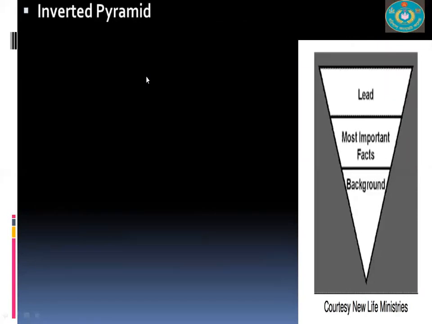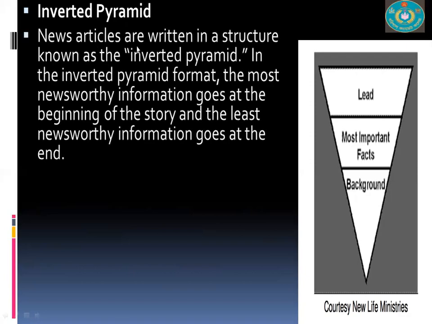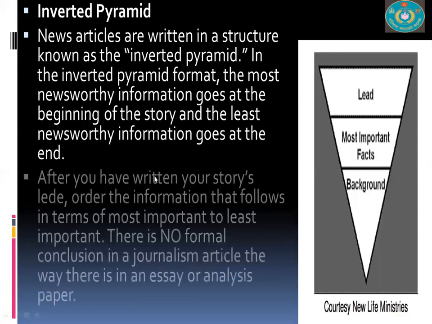Now, inverted pyramid. This is important. We talked about it in the beginning slides. News articles are written in a structure known as the inverted pyramid. In the inverted pyramid format, the most newsworthy information goes at the beginning of the story and the least newsworthy information goes at the end. Remember this picture. The most important fact at the beginning and then the rest.